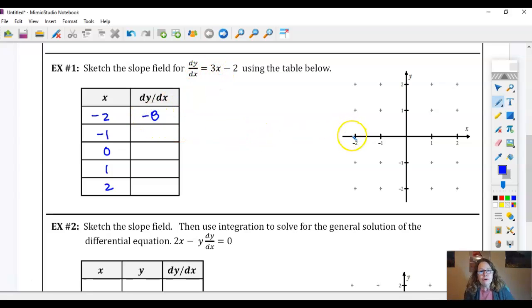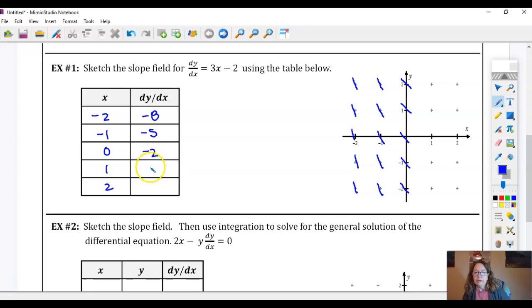So if I go over to our slope field here, where x is -2, I want to plot a -8 slope. That's going to be pretty steep going down. They should all be consistent, kind of, sort of. Plugging in -1, that will give us a -5. So again, it's going downhill, but maybe not quite so steep. And then at 0, plugging 0 in, we'll have a -2. So again, going downhill, but not quite that steep.